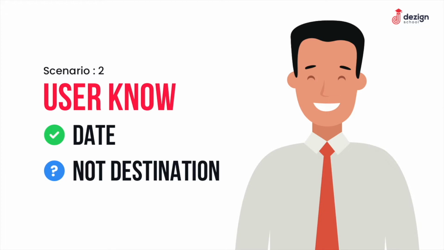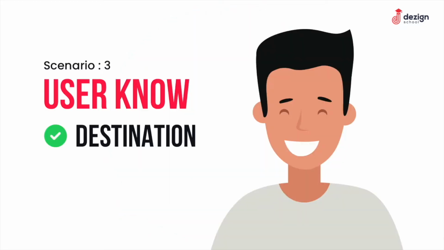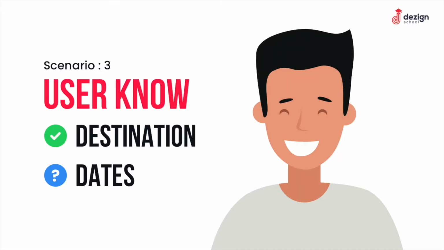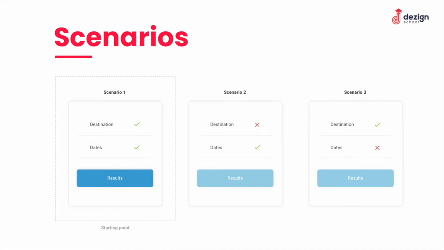For example, you work in a company and have a holiday next week on Friday. Then mostly people plan a small weekend trip in such a way. So people know when they have to go but don't know where to go. Third scenario is user knows the destination but not the date. People plan that we have to go to Goa, Manali or Shimla but they don't know when to go. So this is the third scenario. First, user knows date and destination. Second, user knows date but not the destination. And third, user knows destination but not the date.